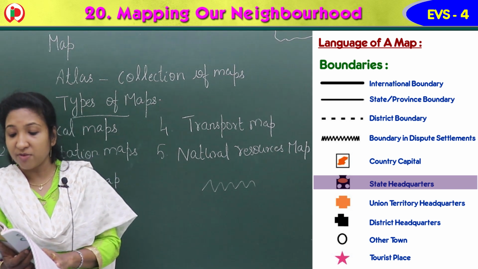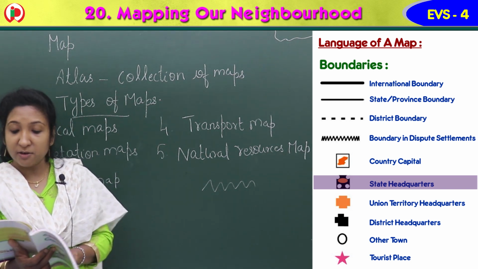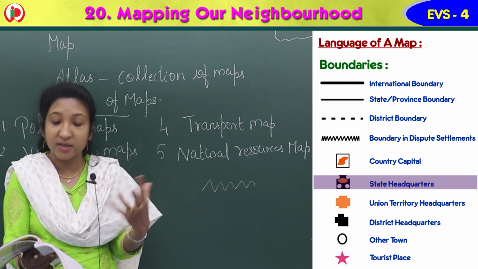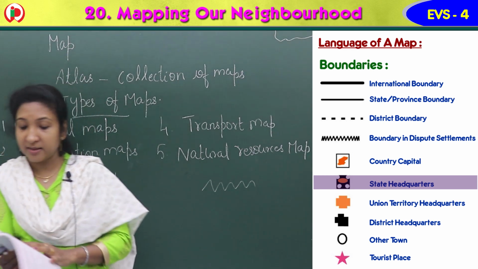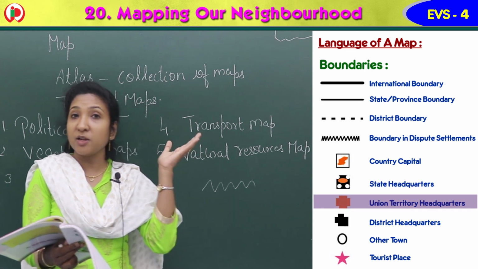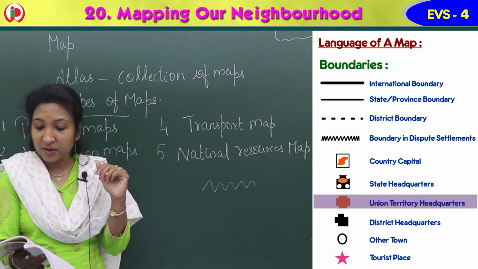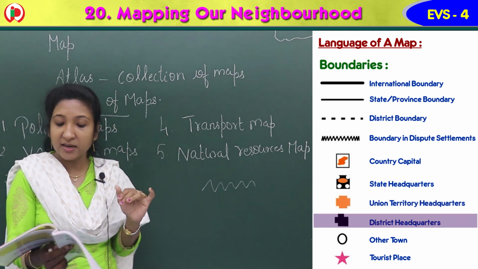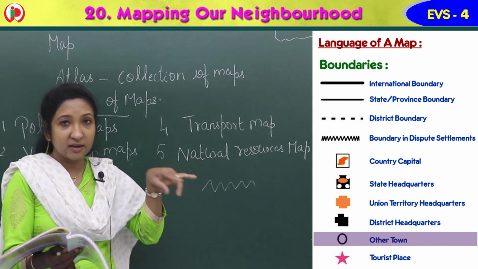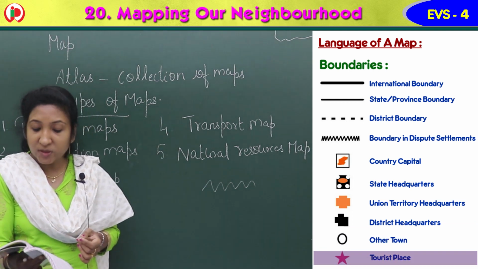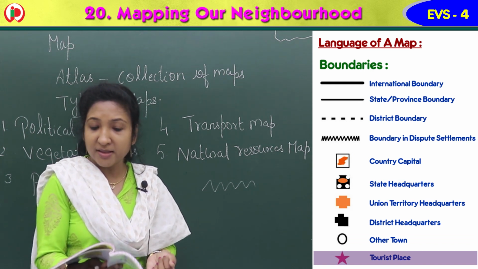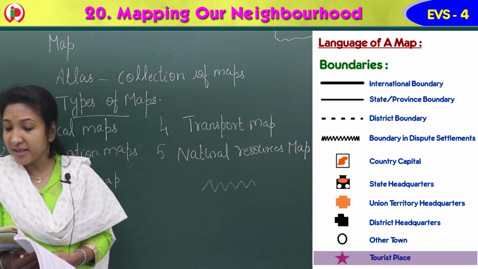Headquarters is a place from which the commander performs the functions, where the main officer performs functions. State headquarters is the state's main office. Then we also have union territory headquarters, see the symbol used. Then district headquarters, a black colour symbol. Then other town, just a circle. Then tourist place, like a star. So these are the signs and symbols used in a map.